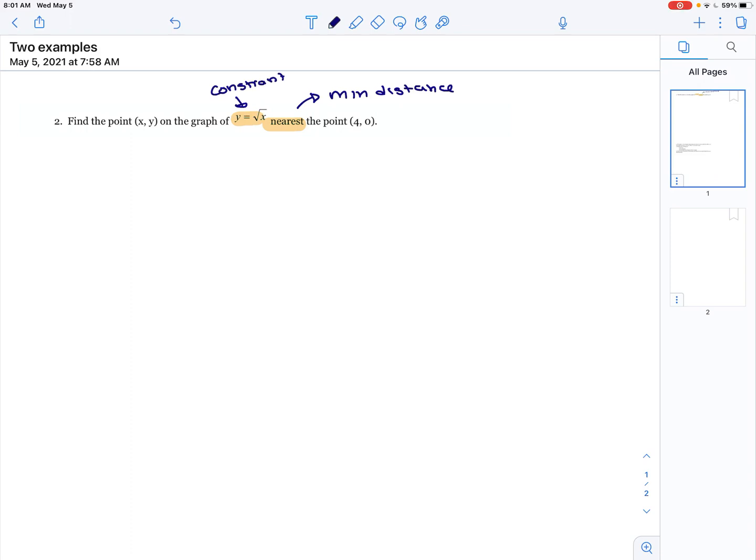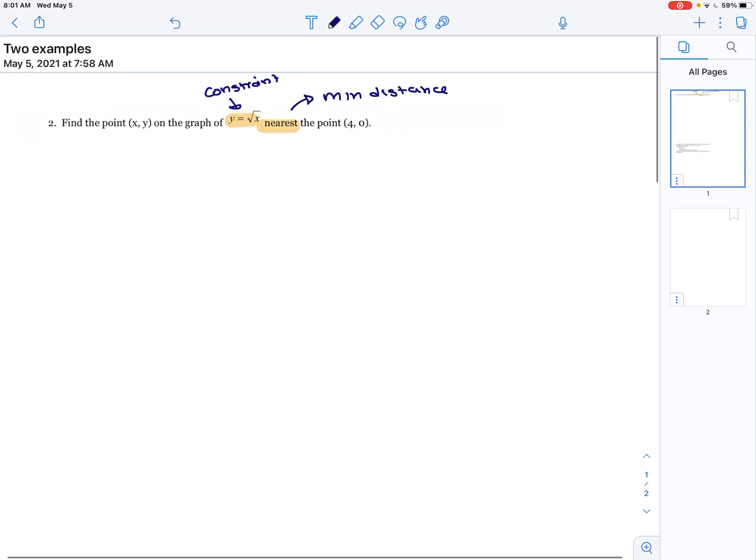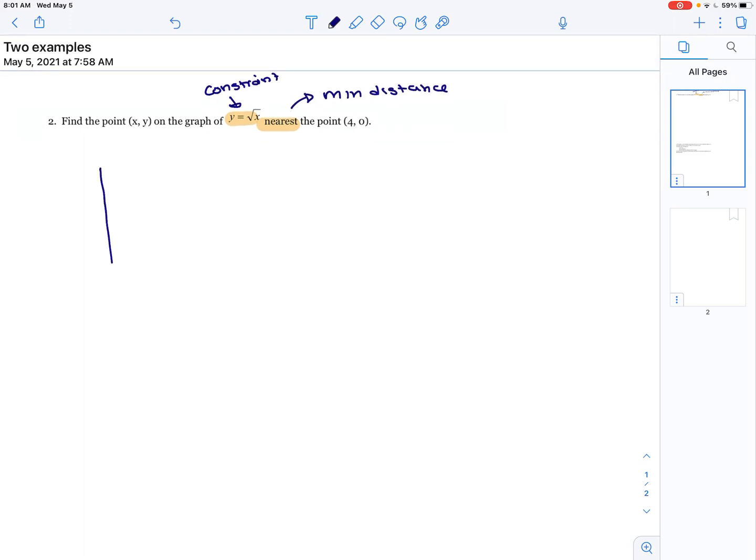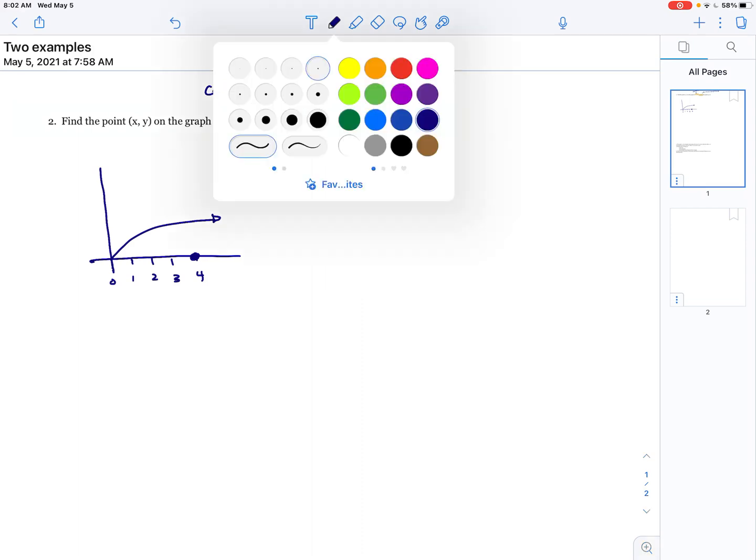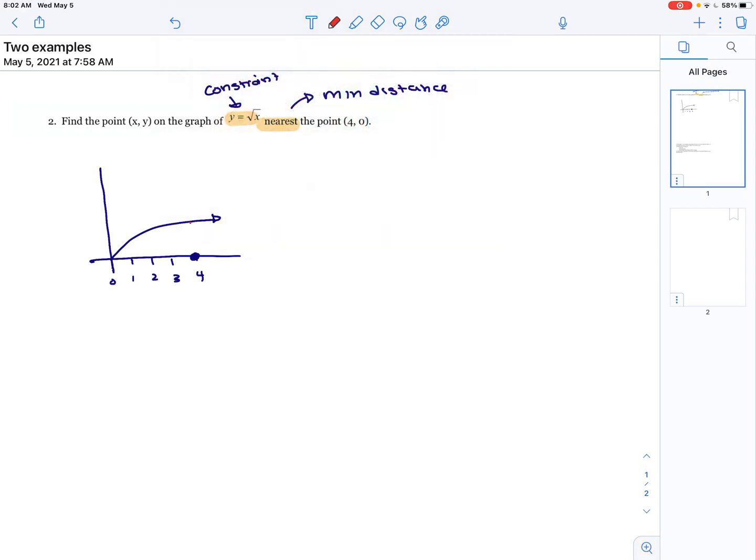Okay, and this is an instance where a graph or picture definitely helps, so let's do that. You can put that into Desmos if you're not sure what it looks like, so I'll do something like this. Okay, and then the 0.40, so this is 0, 1, 2, 3, 4. Okay, and so I'm looking for the point on this graph that is closest to that.